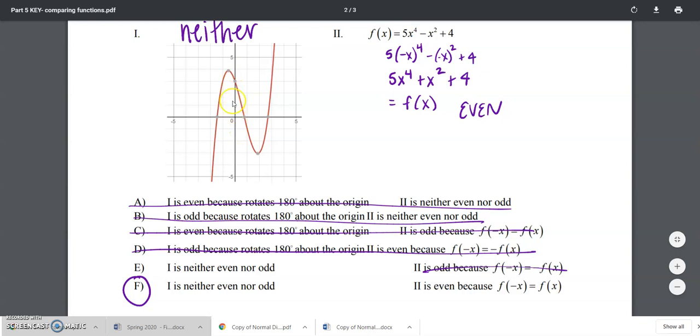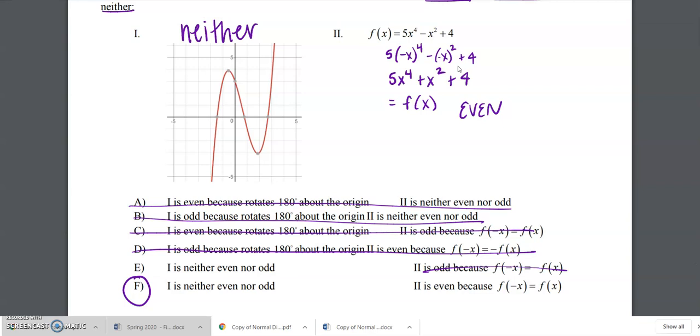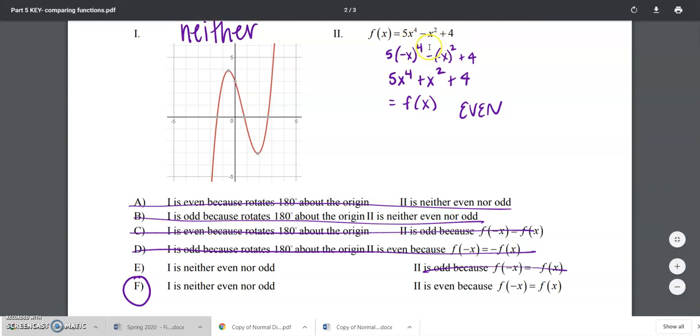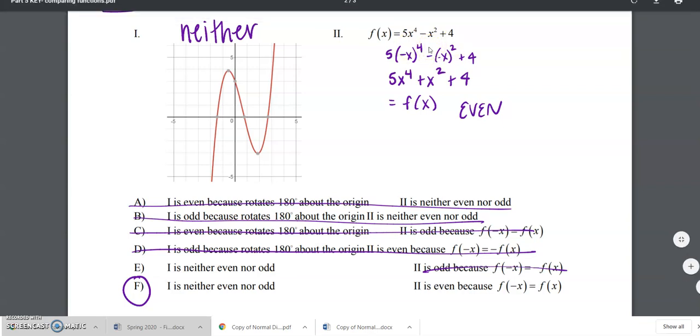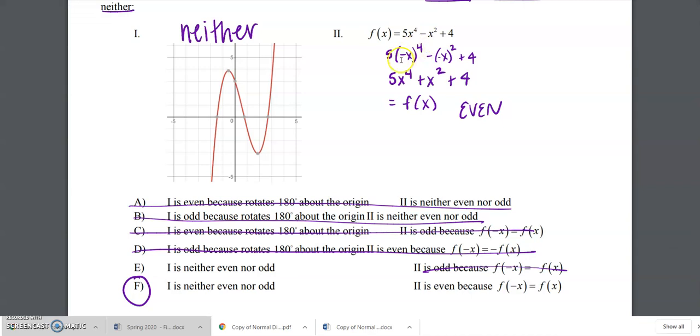I cannot fold it across the y-axis to make it symmetric around that, so it's not an even function, so it's neither. In the case of the even function, you can do that a number of ways. With this equation, again, you're just trying to make sure that when you plug in negative x, you still get f of x as an answer.